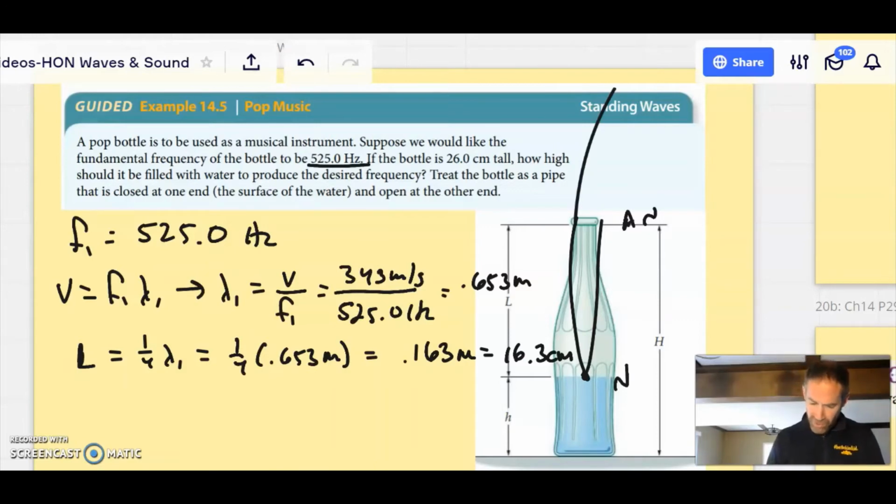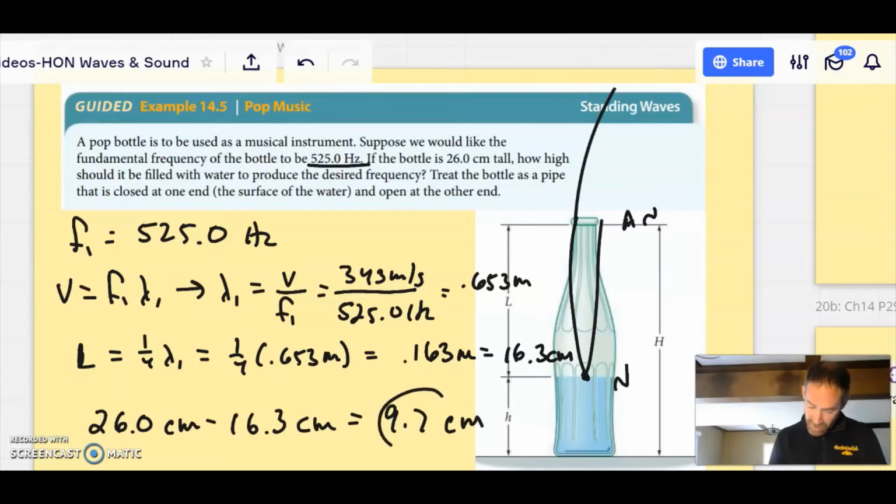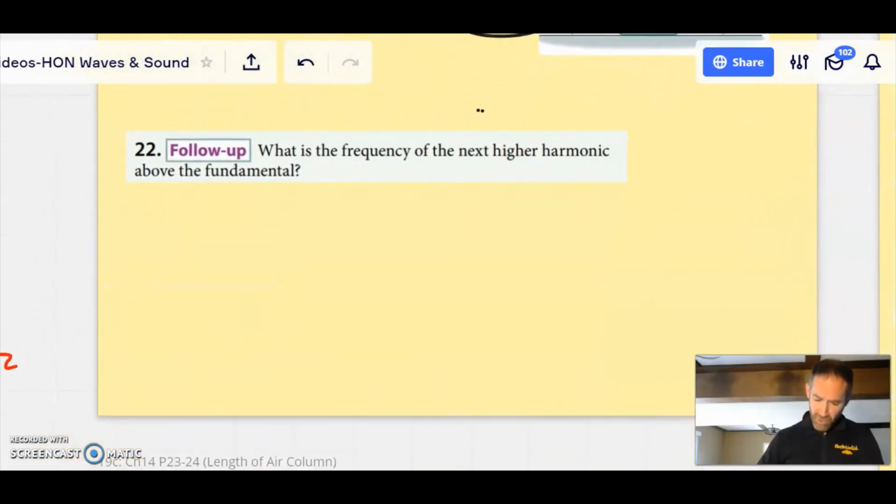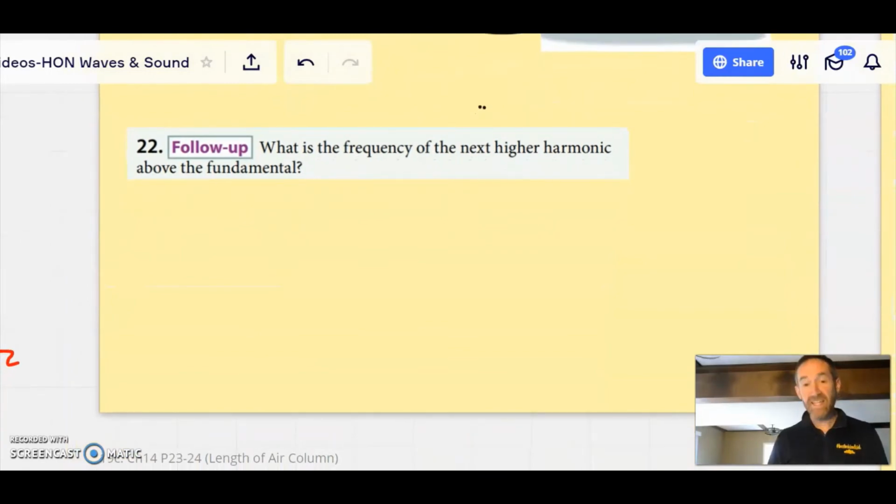The bottle itself is 26 centimeters. So I'm going to do 26 centimeters minus 16.3 centimeters, and that's going to give me 9.7 centimeters of water, so that I get 16.3 centimeters of air.